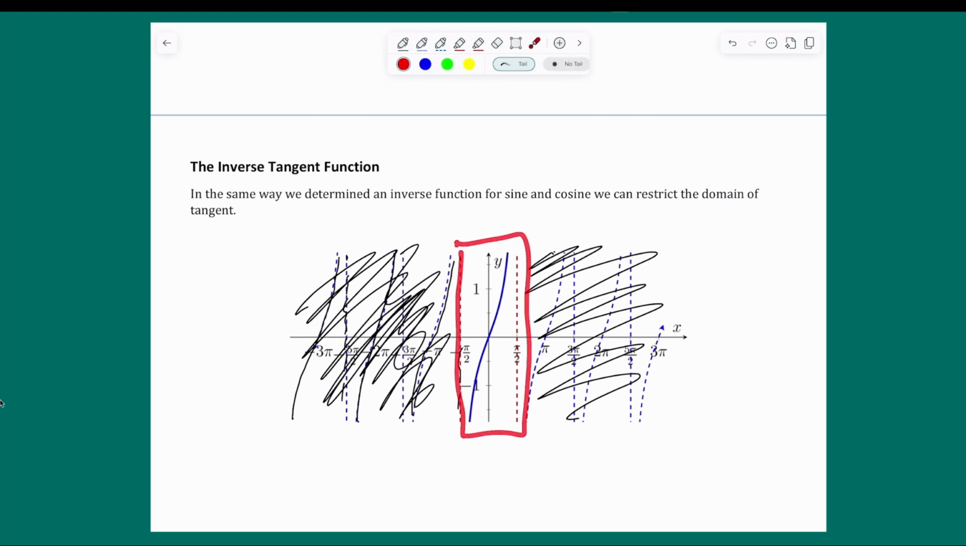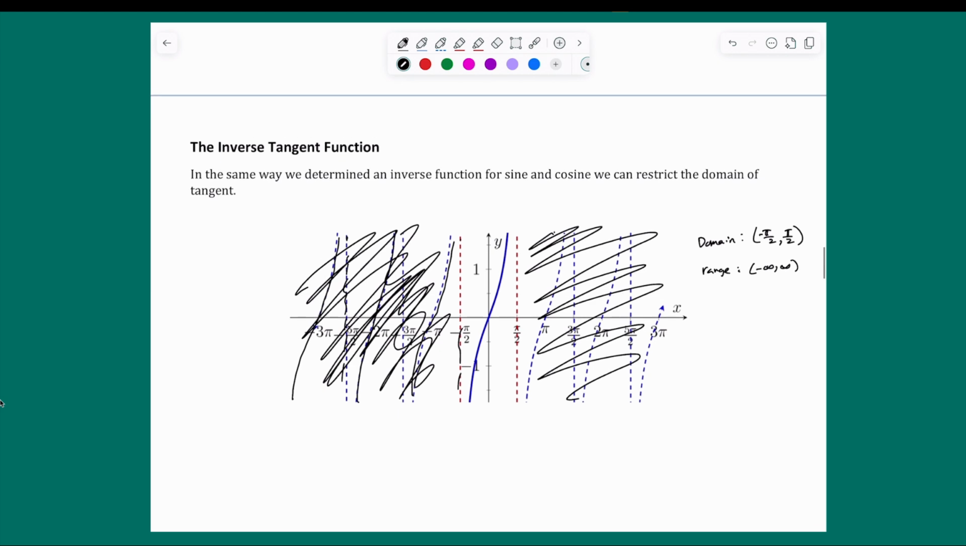and then we could focus on just this portion of the graph. And there you can see it's a 1-to-1 function, and if we do that, then we restrict the domain to open parenthesis negative pi over 2 to pi over 2 because it has asymptotes at negative pi over 2 and pi over 2. And we know the range is going to be from negative infinity to infinity.